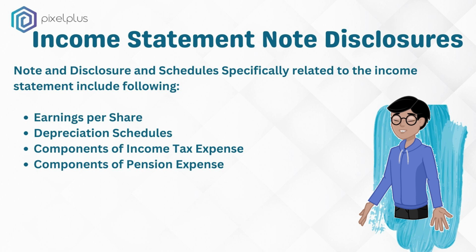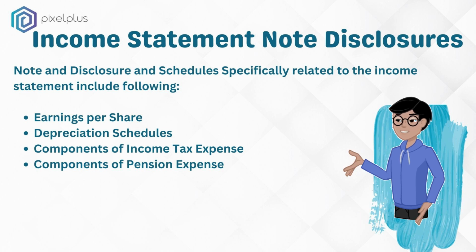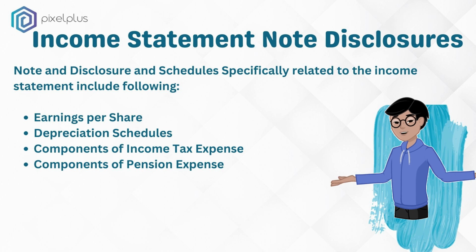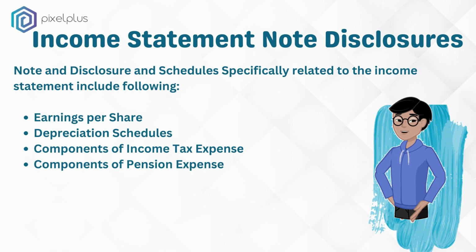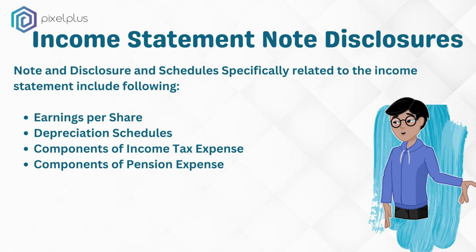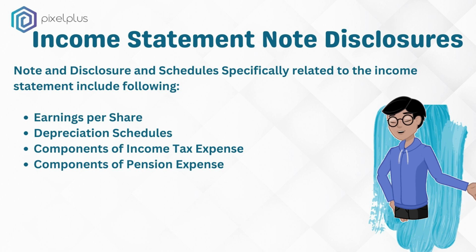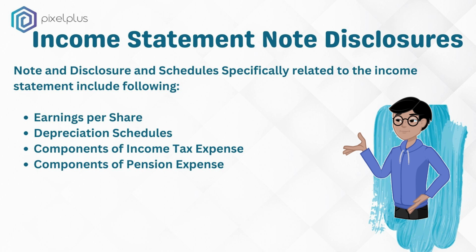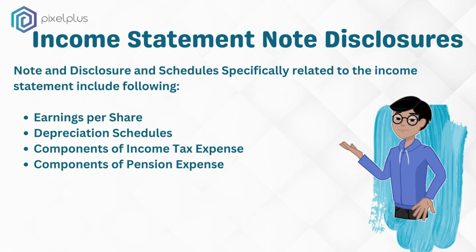There are two types of EPS, basic and diluted. Basic earnings per share does not consider the potential dilution from securities such as stock options or convertible debts, while diluted earnings per share accounts for those potentially dilutive securities, providing a more conservative view of earnings attributable to each share. Disclosing EPS helps investors assess a company's profitability on a per share basis, and facilitates comparison across periods and with other companies.